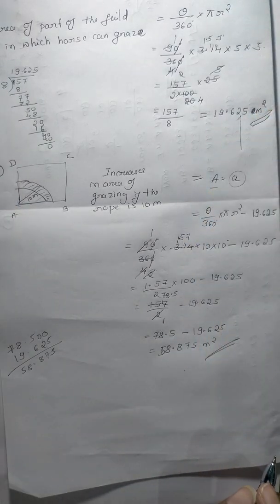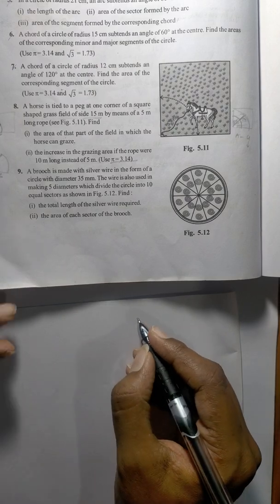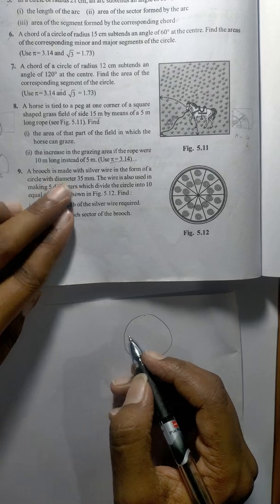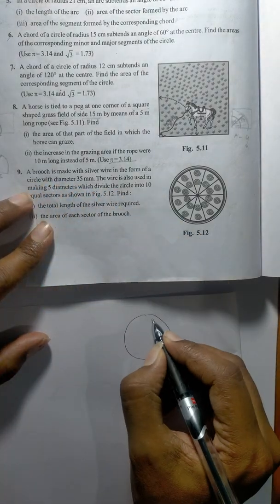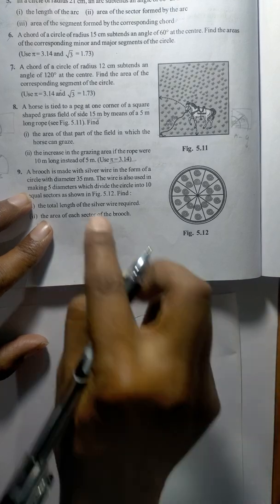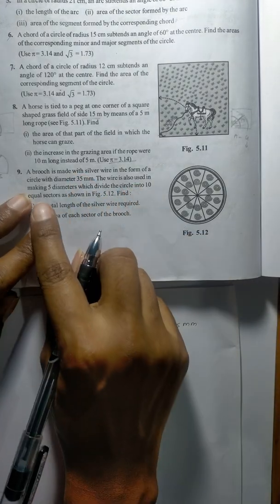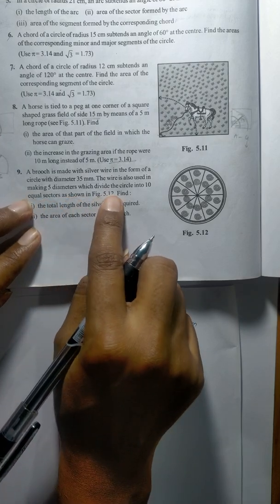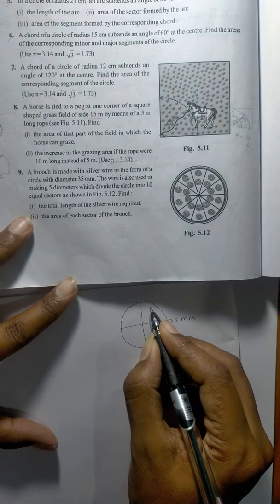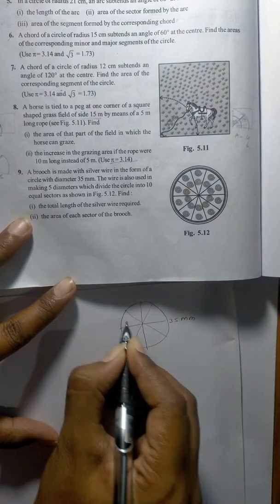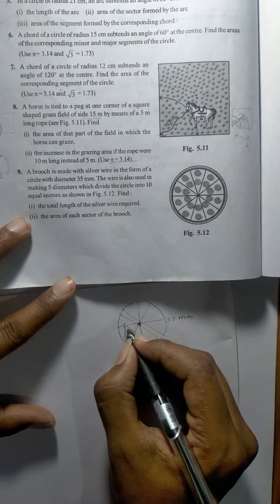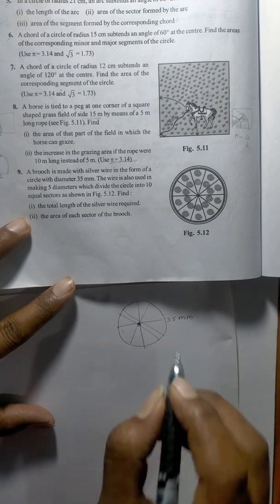Next question. In the next question, I will explain, and after that, using the formula, I will solve it and show that. A brooch is made with a silver wire in the form of a circle. They have given that the diameter is 35 millimeters. The wire is also used for making 5 diameters, which divide the circle into 10 equal parts. So we have 5 diameters: 2, 3, then 4, and another one I will draw here. All should be at the center. So 1, 2, 3, 4, 5, 6, 7, 8, 9, 10. So they have divided it into 10 equal parts.